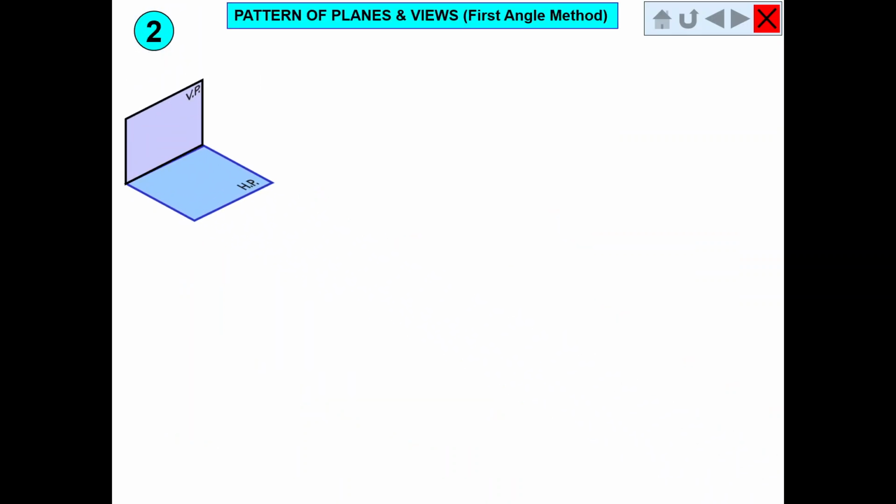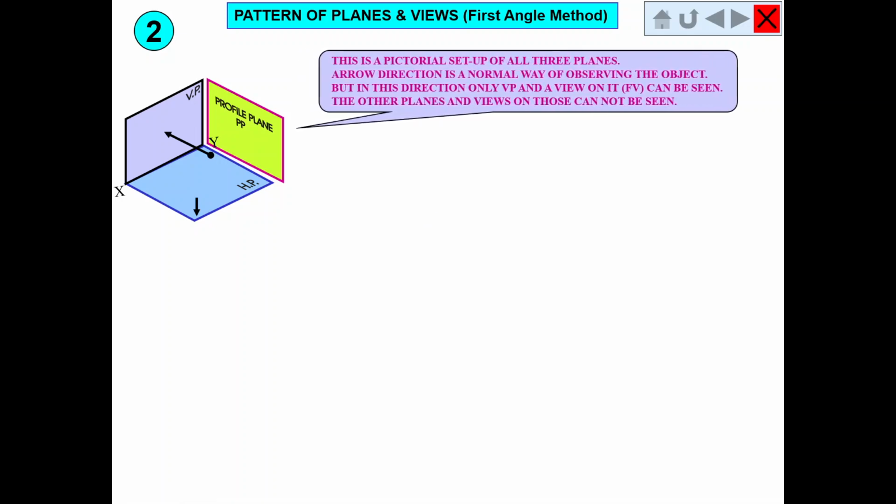So patterns of planes. As you can see, this is a vertical plane and this is horizontal plane. Remember that we discussed the example of classroom. The front wall is the vertical plane and the floor of the classroom is the horizontal plane. The floor and vertical wall, the coinciding line, this coinciding line becomes the XY line. Okay, so this is your XY line. And this is the profile plane. So side walls of the classroom are nothing but profile plane. So this is your XY line.